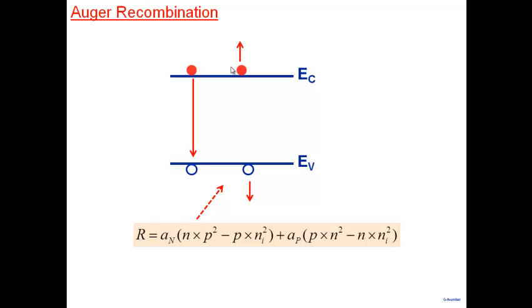It typically occurs when you have heavily doped, when you have high doping here. Because note that it requires the presence of another electron. And there's a strong dependence on P square, or there's a strong dependence on N square, and these become important when you have heavy dopings.